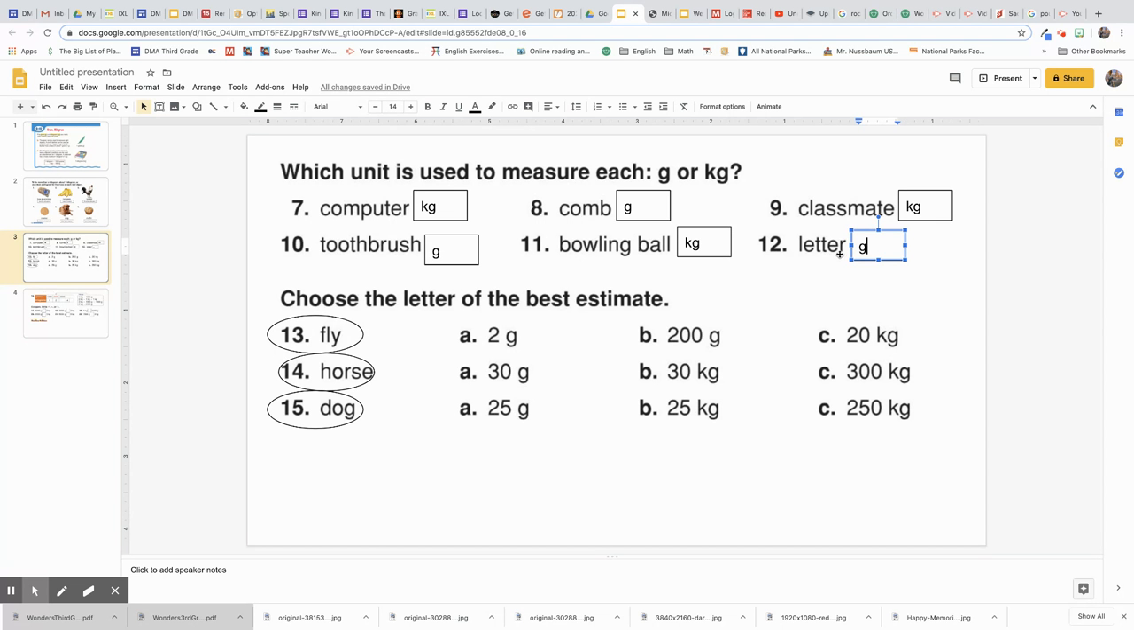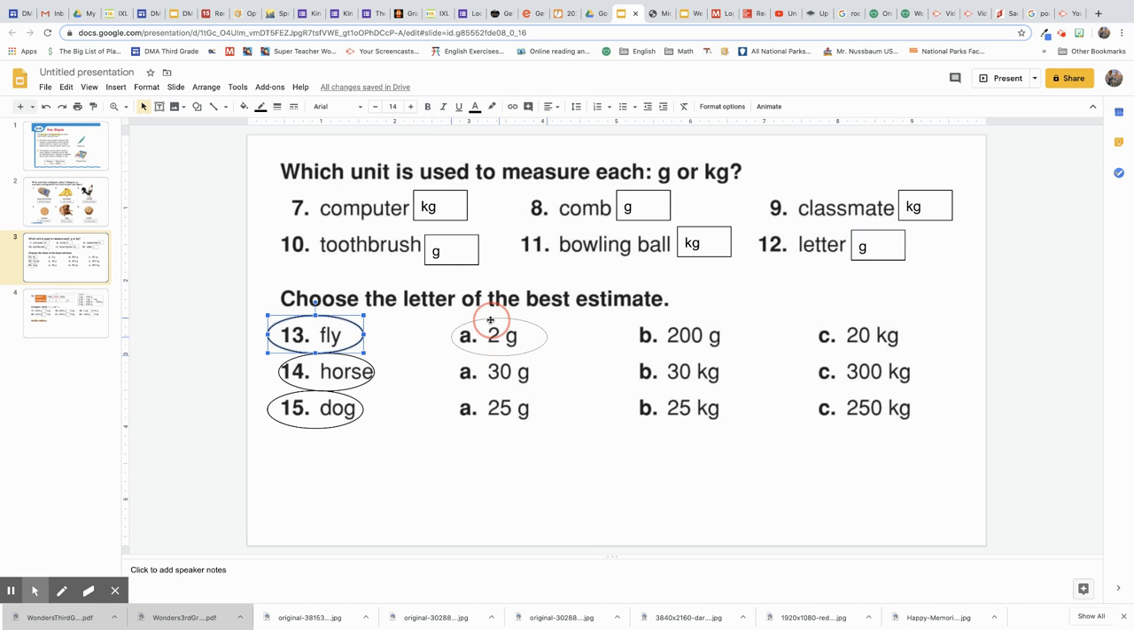All right, let's go to this next section. A fly. We're going to guess the best estimate. So a fly, a little fly flying around. Is it about 2 grams, 200 grams, or 20 kilograms? Now remember, grams are used for lighter objects. So we could probably cross out this 20 kilograms. Now, do you think it would be really light, like 2 grams, like 2 feathers, or like 200 feathers?